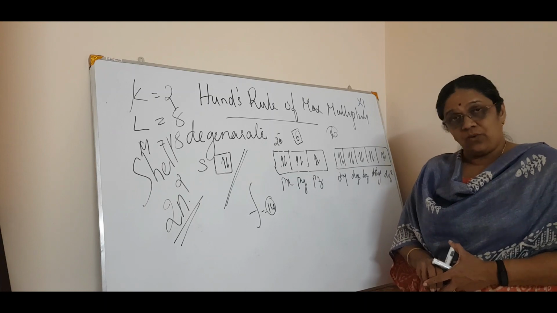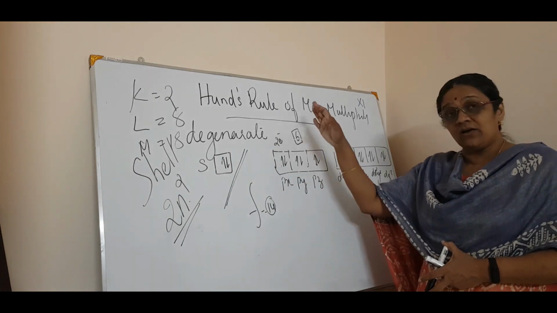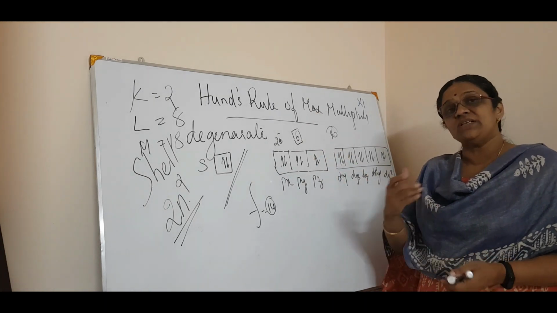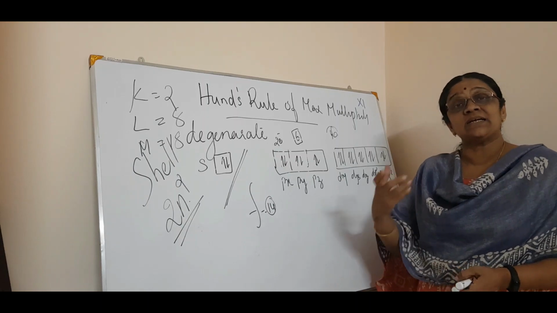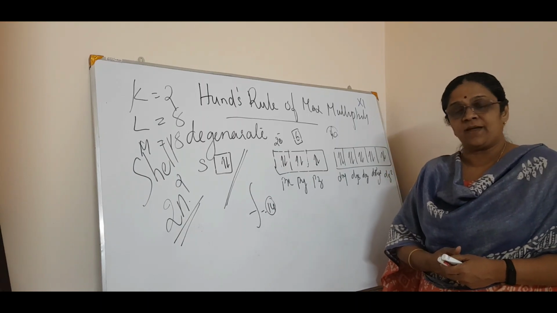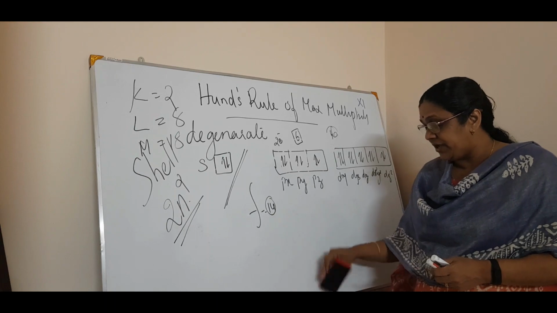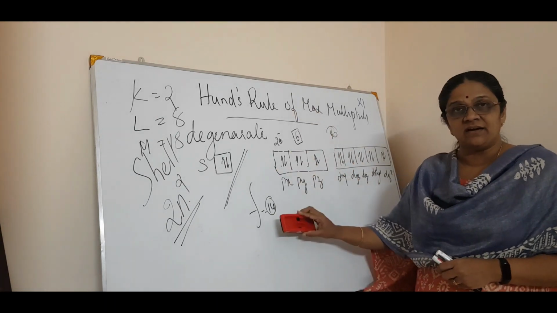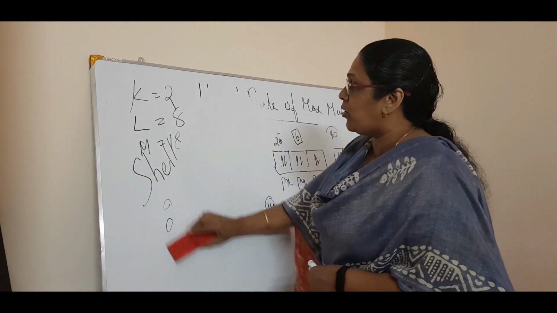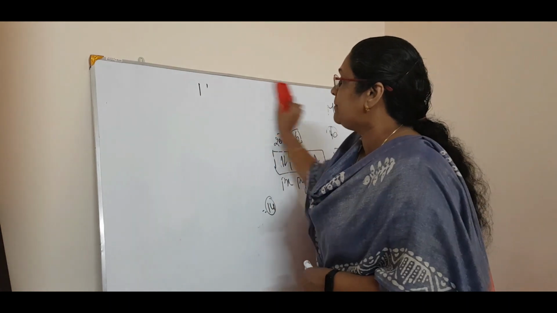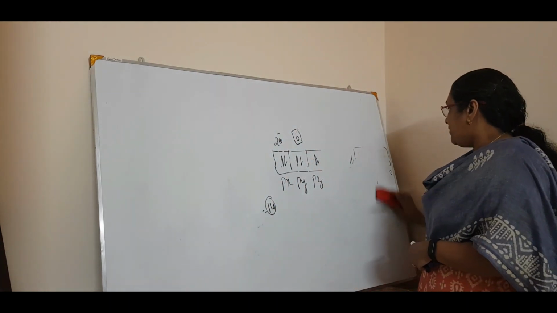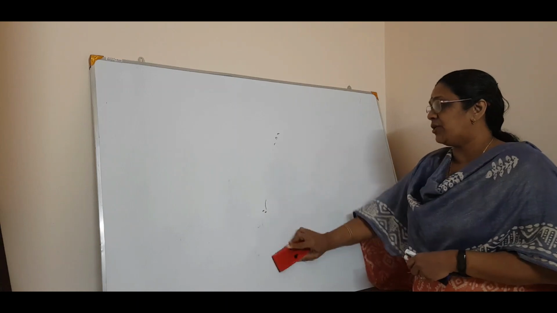Okay. Now, after having said all these 3 rules, now we will see how you write an electronic configuration. Is it clear? It's very simple. Aufbau, Pauli's and Hund's rule of maximum multiplicity. Now, we will see how to write an electronic configuration.